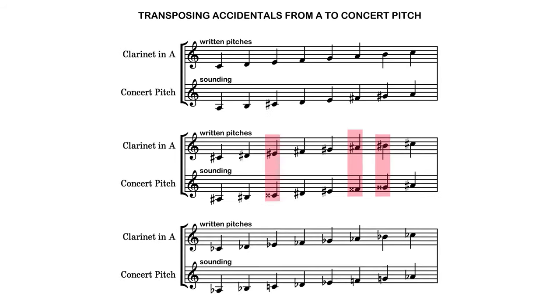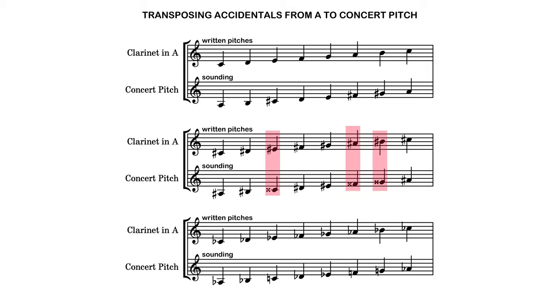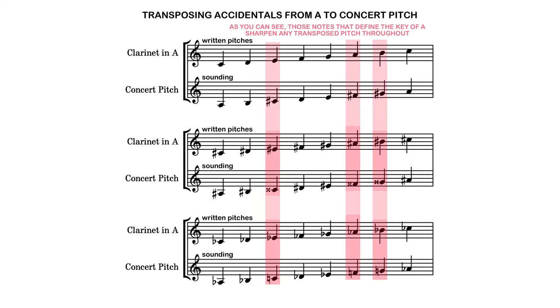Flats equal naturals for the first three flat pitches in the circle of fifths, after which flats are flats in both parts. That is to say, B-flat, E-flat, and A-flat translate as G-natural, C-natural, and F-natural in concert pitch. And then any other written flat translates as a concert flat.